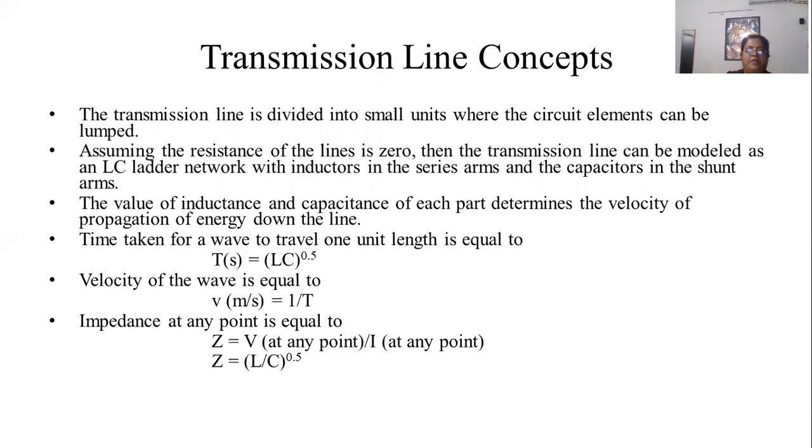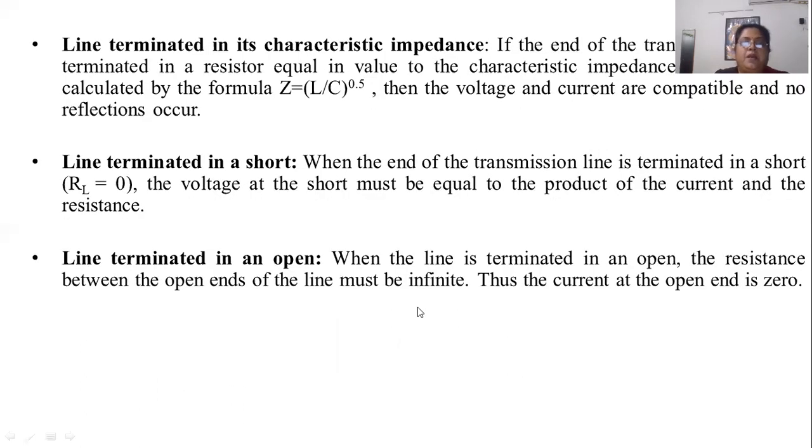Velocity of the wave, in meters per second, is equal to 1 upon T. Impedance at any point is Z equals V at any point upon I, current at any point. Z is equal to the square root of L upon C. Now, line terminated in its characteristic impedance.